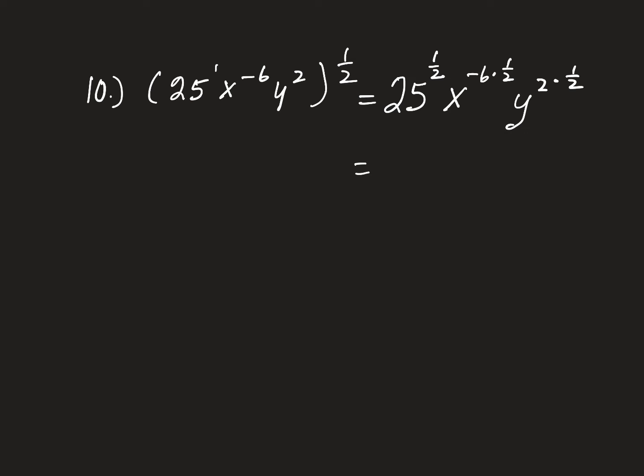So remember that 1/2 is just a root, so that's the square root of 25. -6 times 1/2 is x to the -3. And 2 times 1/2 is 1, so it's just y. So I'm going to clean this up. The square root of 25 is 5. Y. The negative gives us a reciprocal, so it's going to be x to the 3rd power.